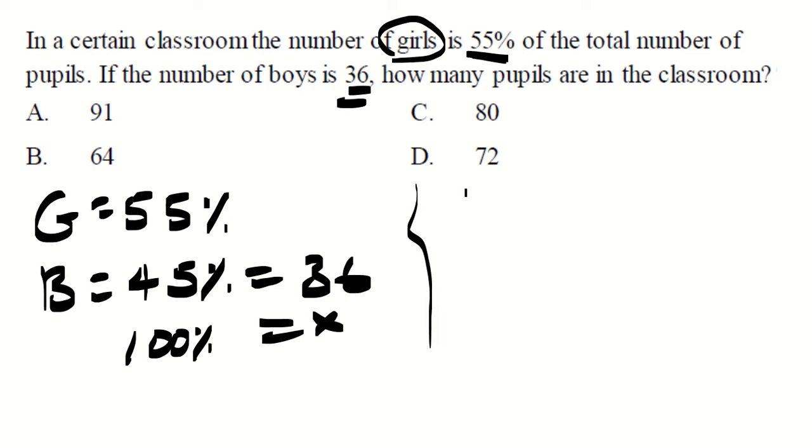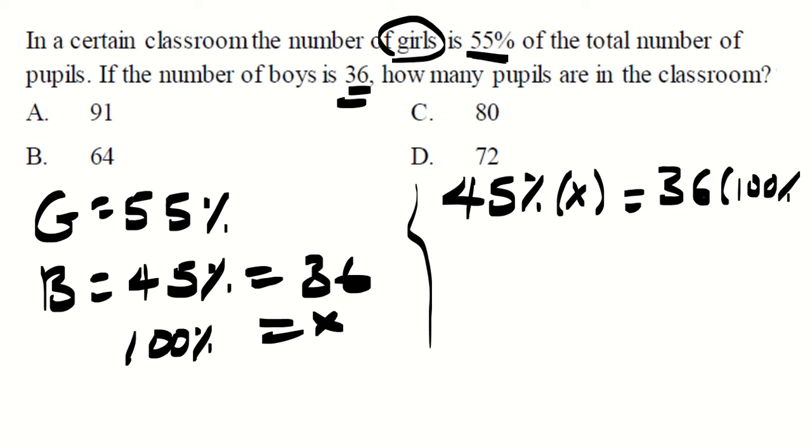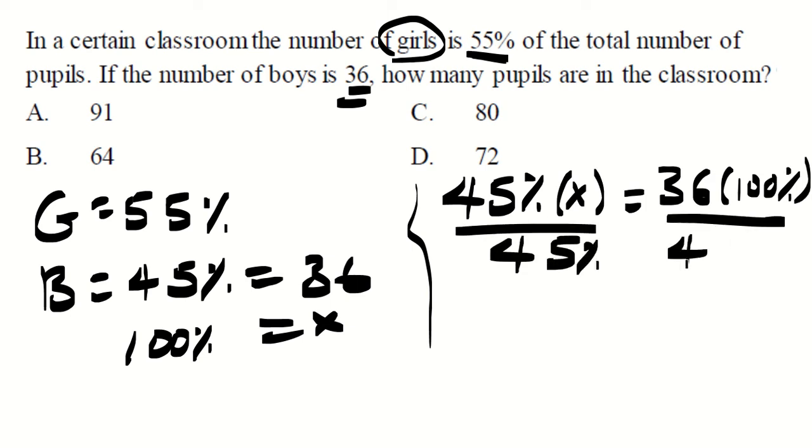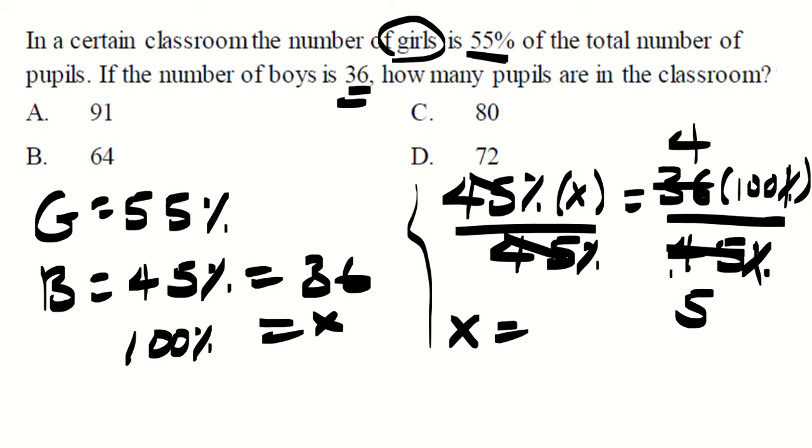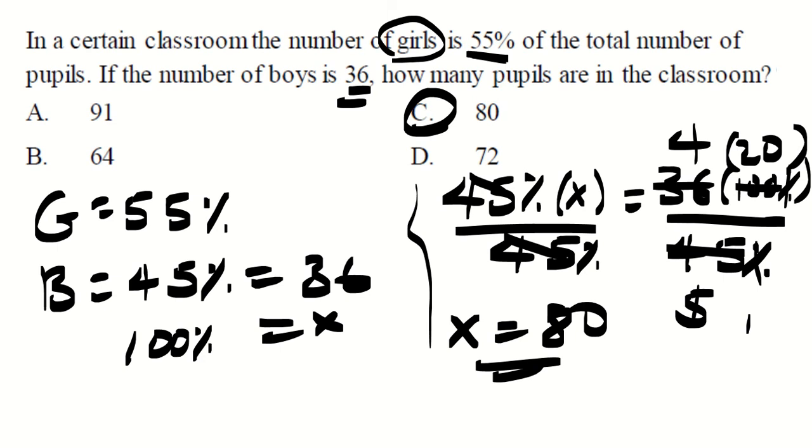Then crisscross. So 45% times x is the same as 36 times 100%. We can do it. Then divide by 45% both sides, then cut it, so the x value will be, now you can remove the percentage, and by 9 this will be 5, this by 9 will be 4, 36 and 45 are multiples of 9. It will be simpler now. By 5, 1, this one by 5 will be 20, so 20 times 4 will be 80. That is the total number of students in the class.